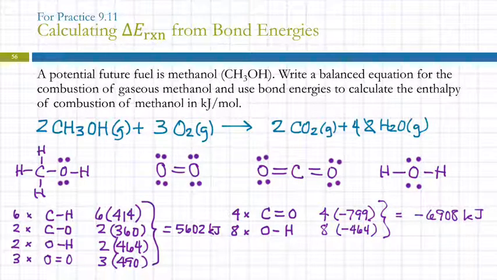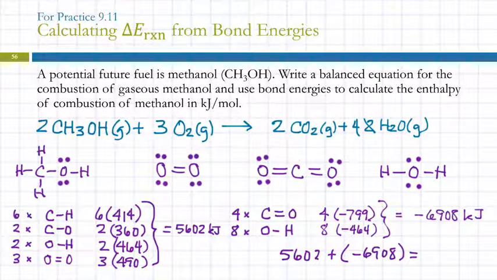So the difference, well, the total here, 5602 and negative 6908. Yep, minus 1306. So as this equation is written, we're going to get minus 1306 kilojoules. That's for 2 moles of methanol.